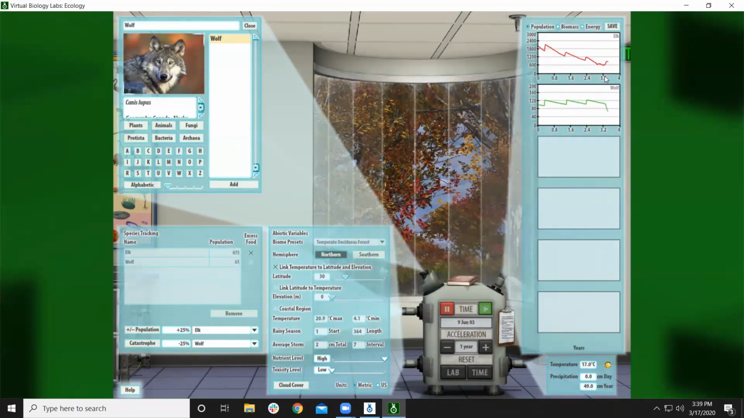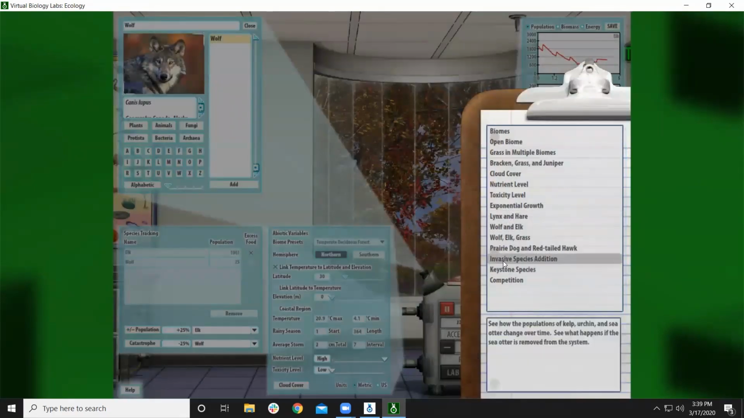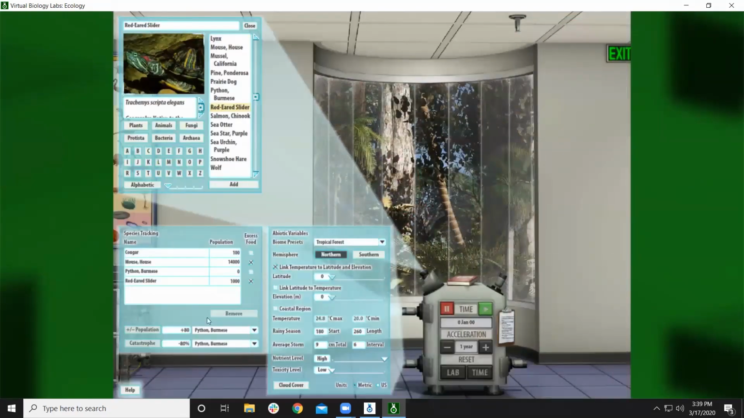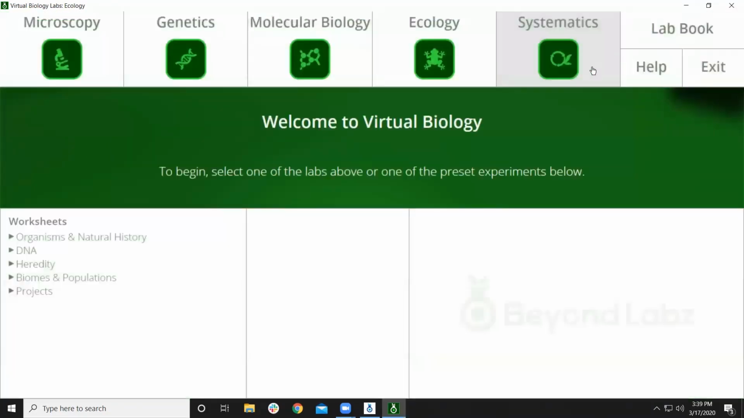And then pretty soon, my elk crashed. Now my wolf crashed because they didn't have anything to eat. Now the elk are starting to go up because they're not being killed by the wolf and so on. So we have lots of these different kinds of invasive species. Now you can go get a cougar and a mouse and a red-eared slider, and then throw in a Burmese python and see what happens to those as you go and do those experiments.